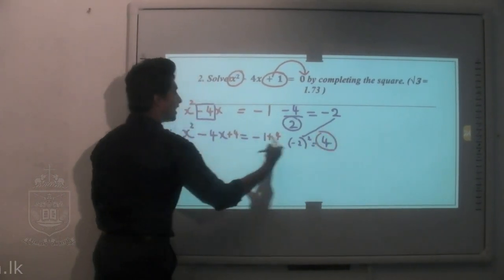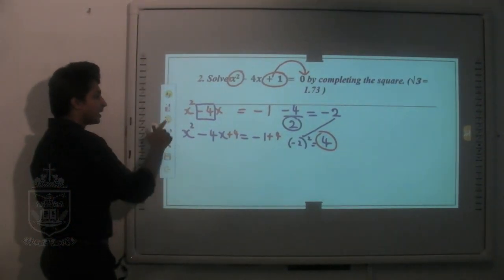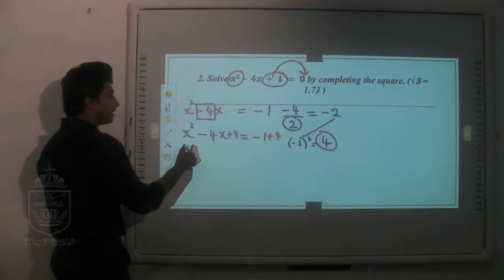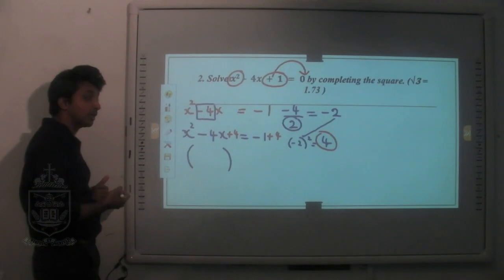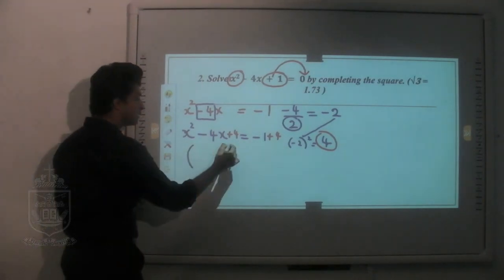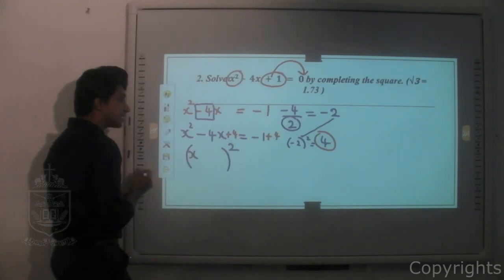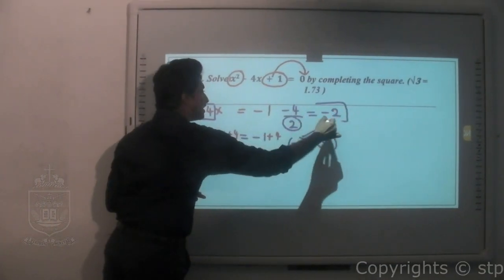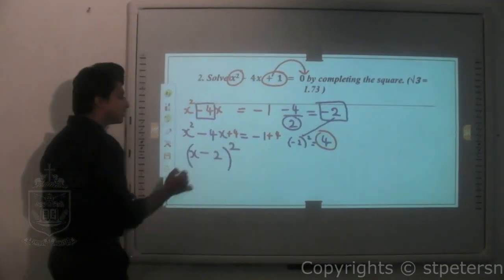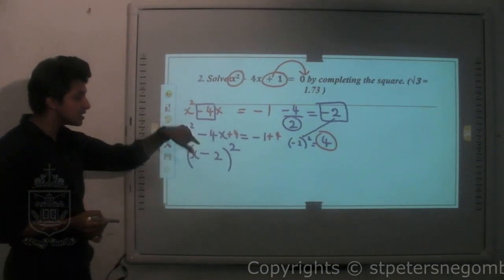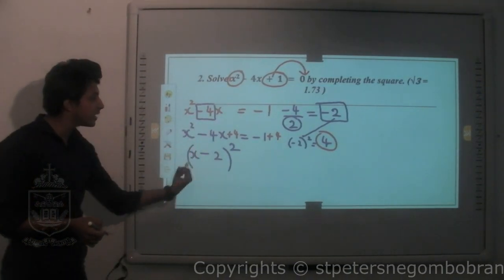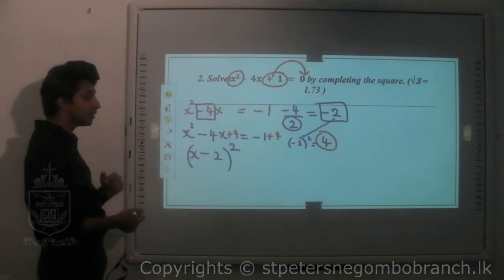This 4 I have added to both the sides. Now I can bring it into one bracket from this side. It has to be a square. So out of the two x's, take one x inside, and I told you bring this value here. That is the easiest method to get the expansion into the bracket. Because if you expand and see, you will get that above answer.